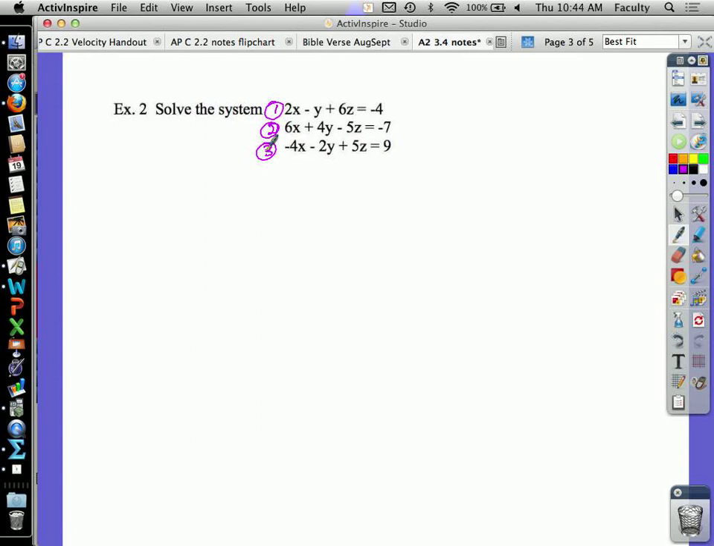Okay, so the top one, and then we're going to get rid of y. So then what are we going to do if we want to combine that with 2?